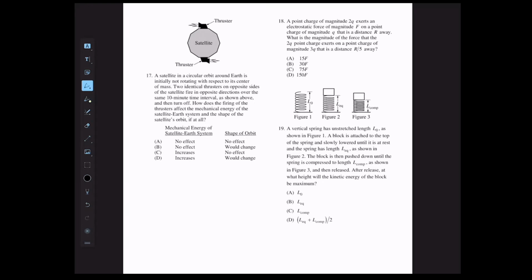And would it affect the change of the orbit? Well, the thrusters are in opposite directions. So there's no net force on the satellite. So the orbital path will not change. 18, we can skip. 19.